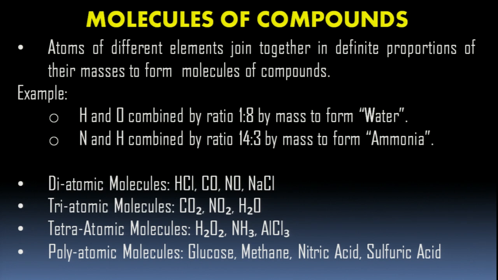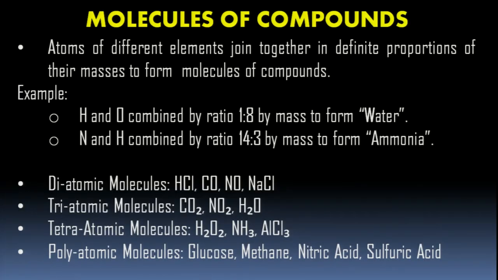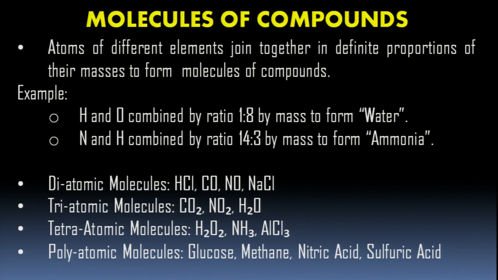What about NH3? That is ammonia. One atom of nitrogen combines with three atoms of hydrogen to form NH3. AlCl3, aluminium chloride, is also tetraatomic. Poly means more than this. We can't just go on saying penta, hexa, hepta, octa. We call it polyatomic. For example, glucose, C6H12O6. Methane, CH4. Nitric acid, HNO3. Sulfuric acid, H2SO4. So, all these are polyatomic molecules.